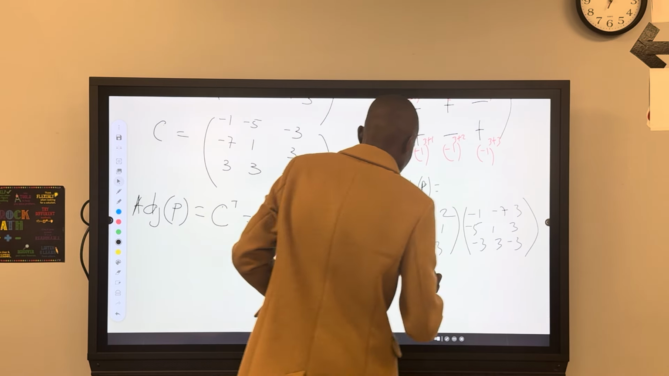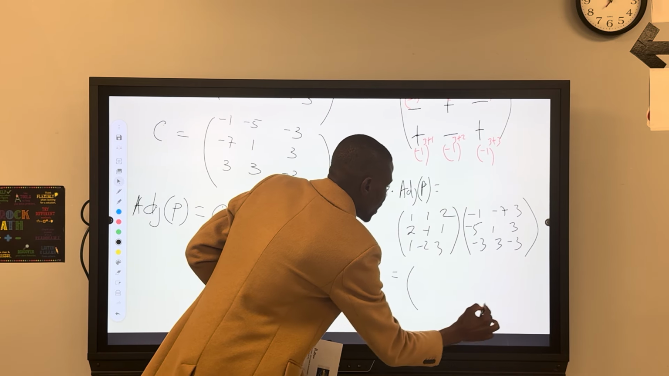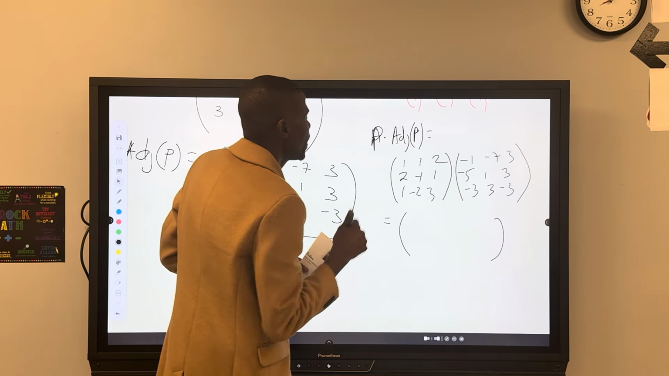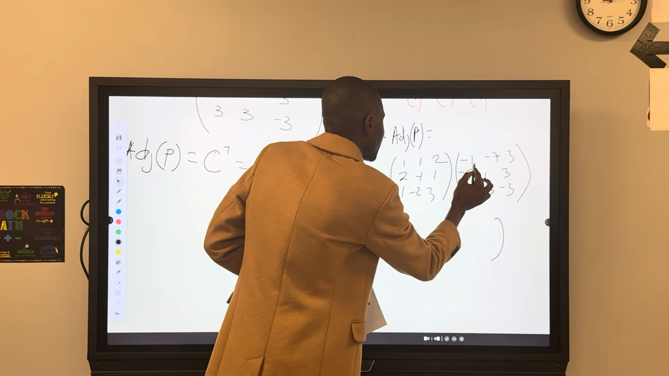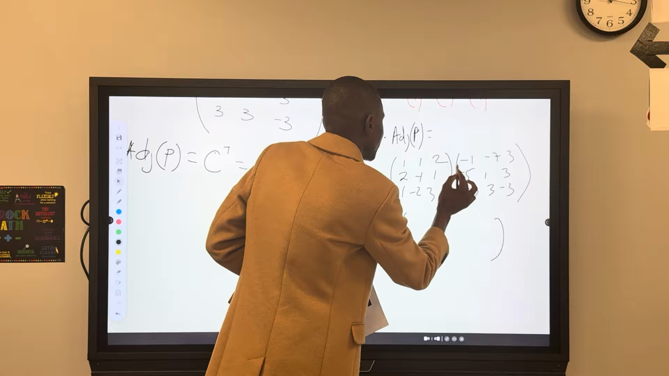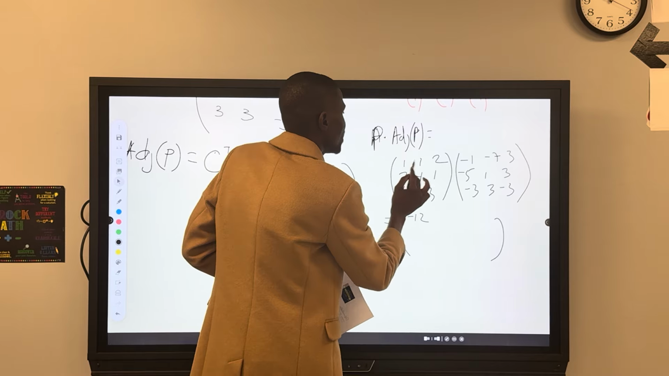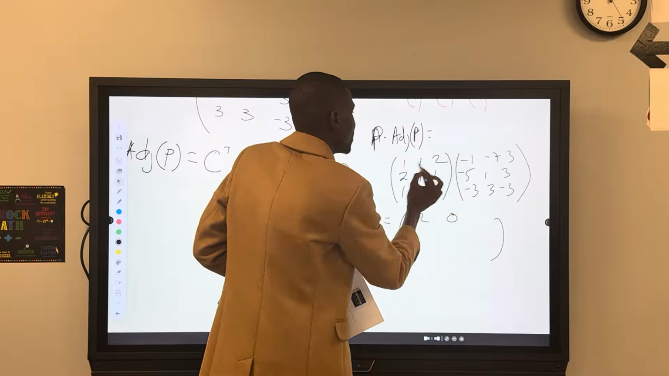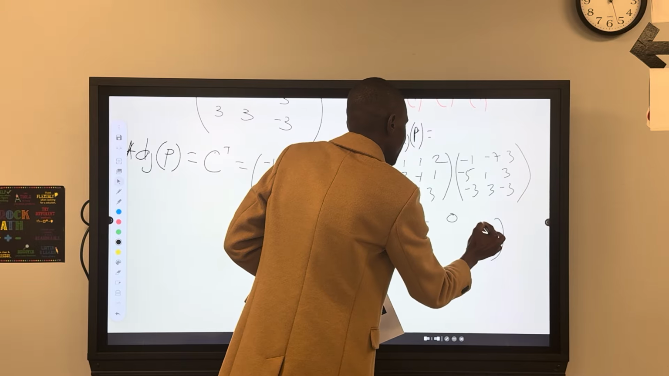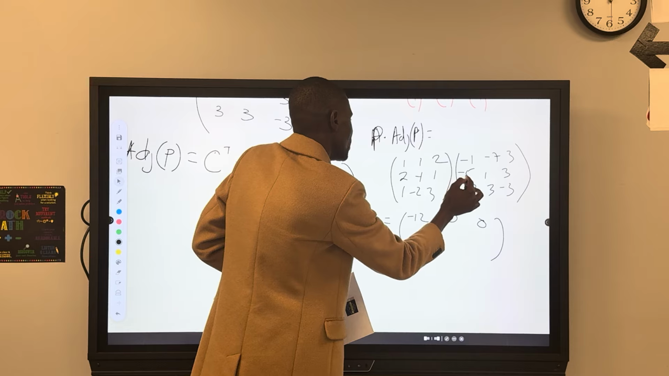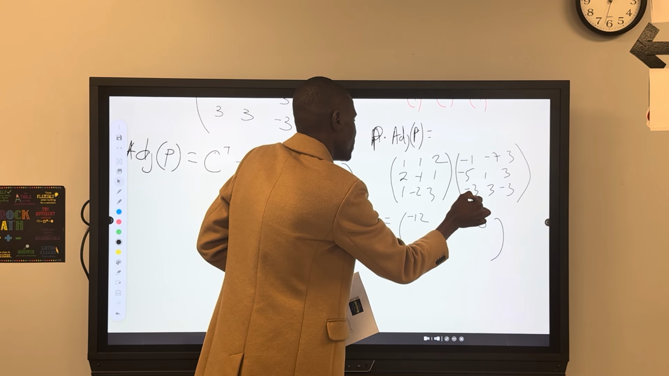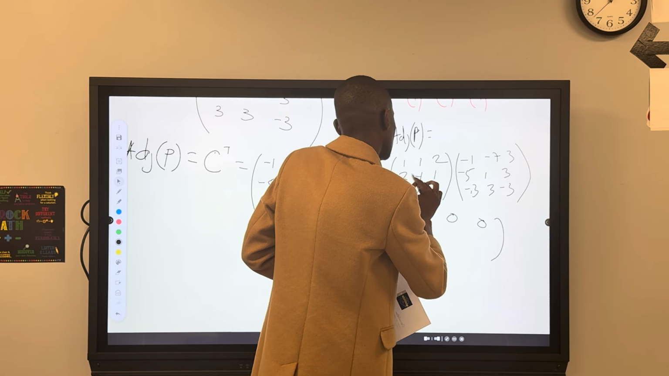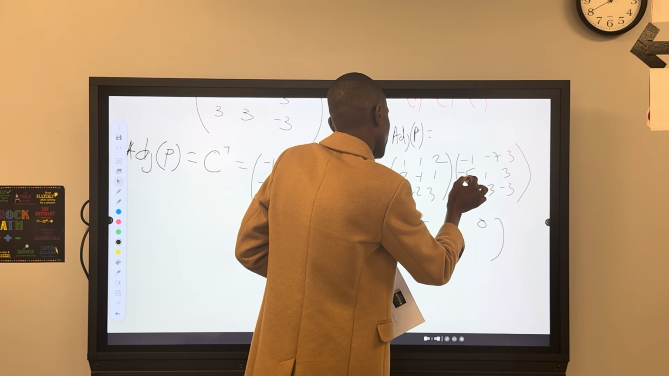So when you multiply here, let's see what we are going to get. Row by column: this is -1 minus 5, that's -6, minus 6, which is -12. Then -7 plus 1, that's -6, plus 6, that's 0. Then here it's 3 plus 3, 6, minus 6, 0. Then -2 plus 5.